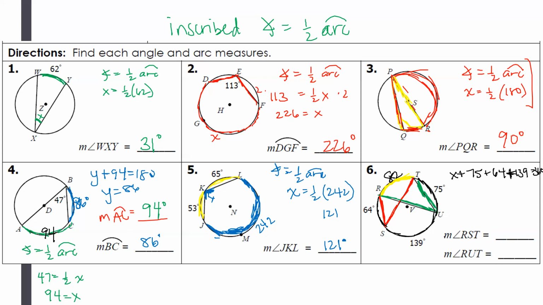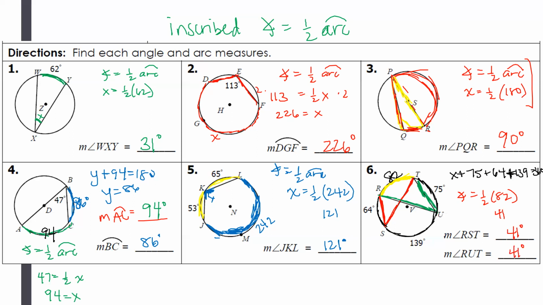Great. That yellow arc is the arc inside the red angle. The angle is half of the arc. The arc is 82, so half of 82 is 41. So angle RST is 41 degrees. Angle RUT is intercepting the same arc, so it's going to be the same measure.